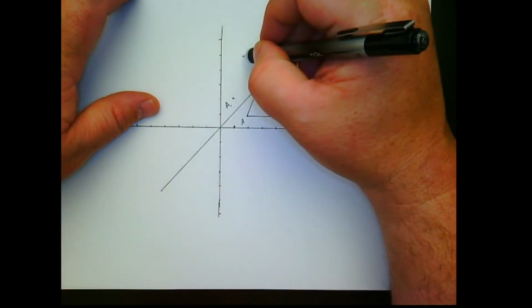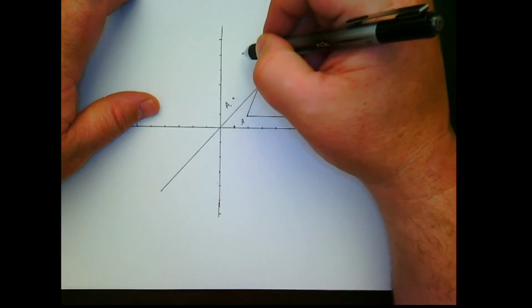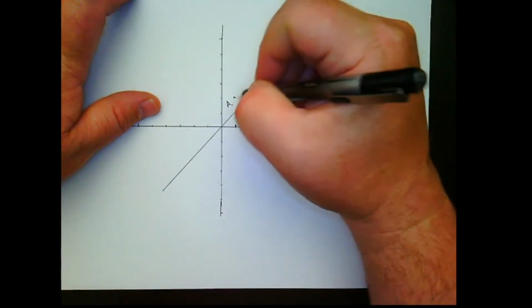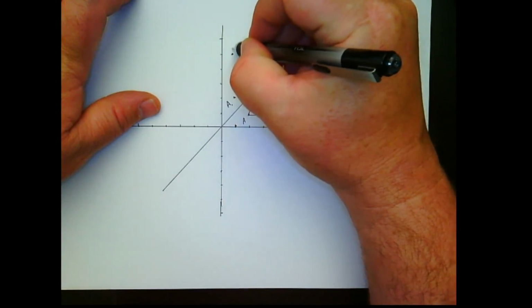And let's see, this is 5, 1, so it's going to be at 1, 5. So let's go ahead and do that one right there at 1, 5. It's right here. So that's C1.